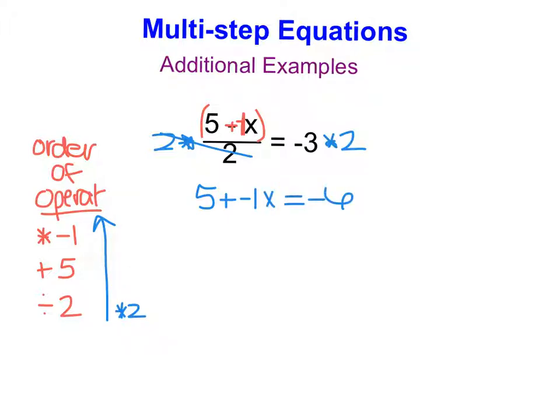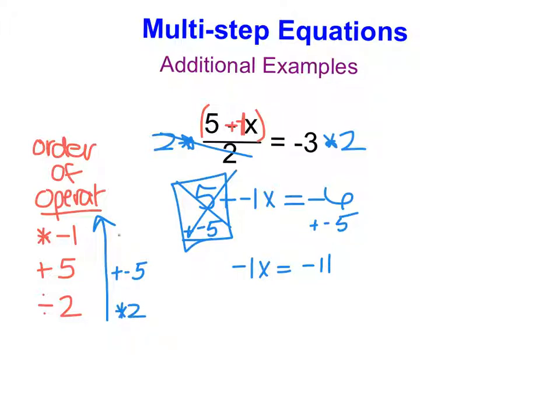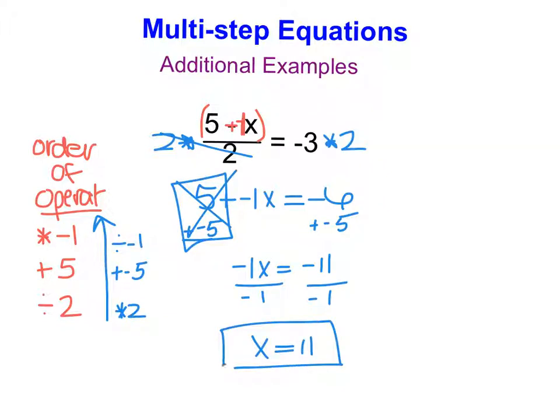Then I need to undo that positive 5, so I need to add a negative 5 to each side. As I do that, this zeroes out, and I'm left with negative 1x is equal to negative 11. I then need to undo the multiplication of negative 1 by dividing both sides by negative 1. And as a result, I'm left with x equals 11.